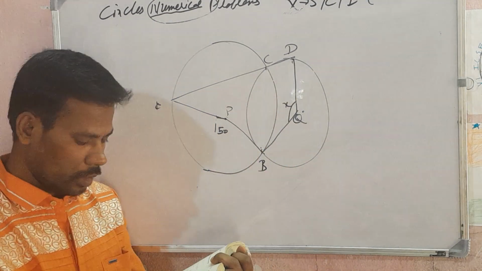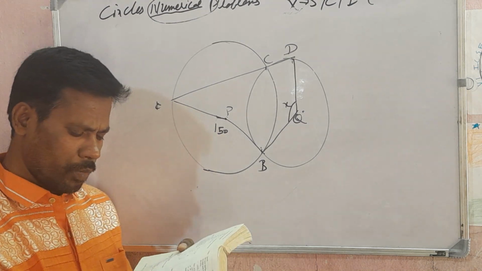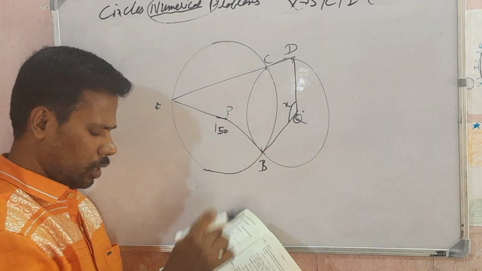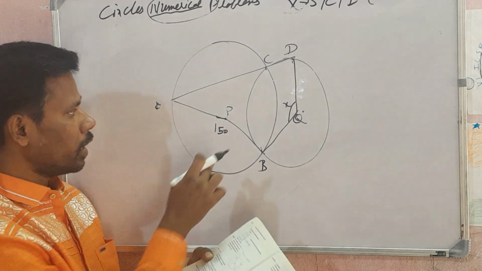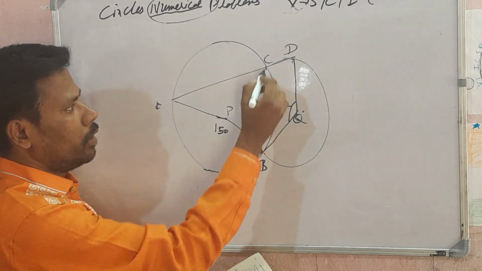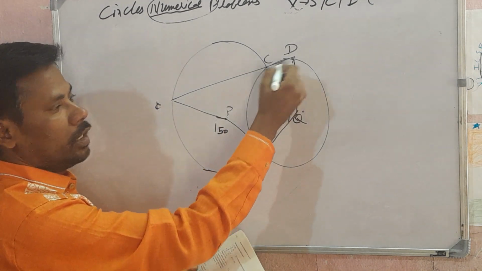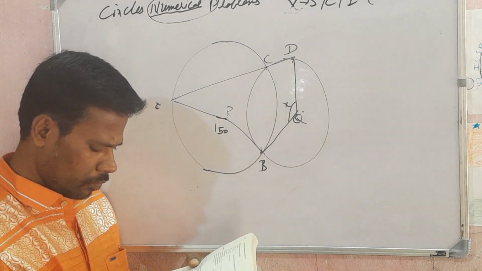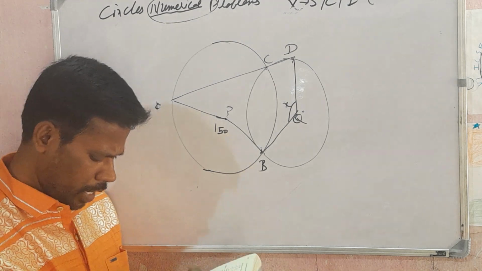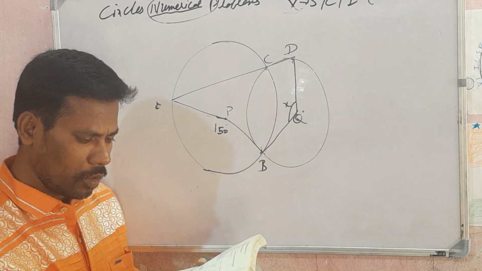Find the value of x. Once again, in the given figure, P and Q are the centers of two circles intersecting at B and C. These are the two circles, intersecting here at B and C. And ACD is a straight line. If angle APB is 150, find the value of x.